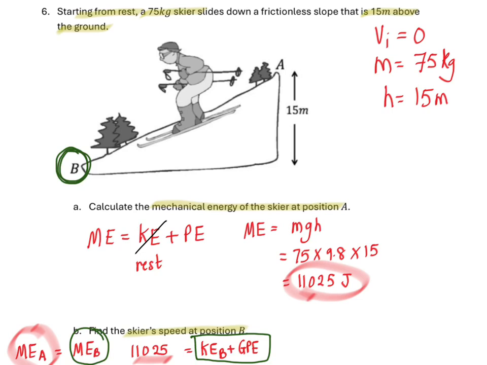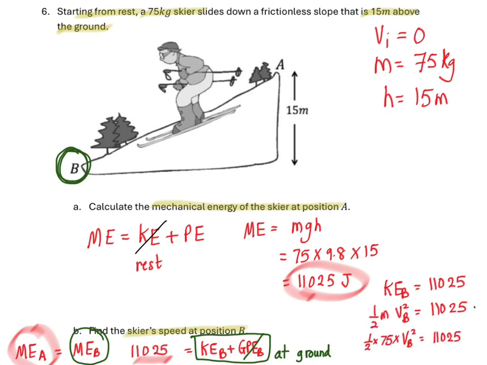Now point B is at the ground, that means the height is equal to 0. So GPE will be equal to 0, so we can cancel out GPE. So we get kinetic energy at B is equal to 11,025, which we can replace with the formula for kinetic energy, half m vB squared equals 11,025. The mass is given as 75. Then you can use your calculator to solve for vB, which is 17.1 meter per second.